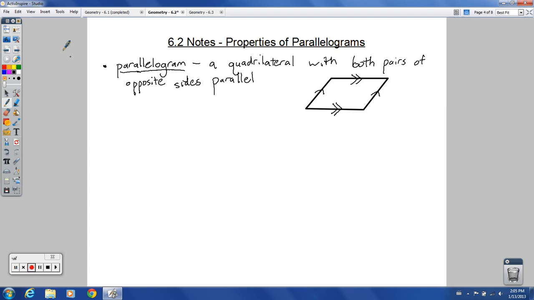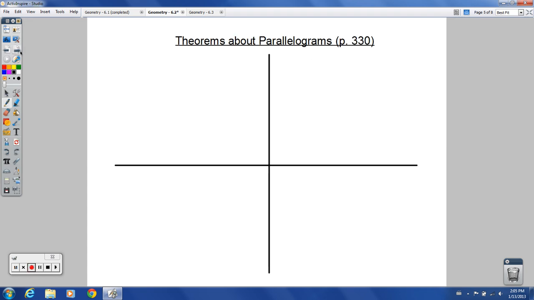Alright, so some theorems about parallelograms. There's 4 different ones that we learn in this lesson. So let's get those down here a second. Theorem 6.2, these really don't have special names, but they're pretty easy to write out what the theorem is. So theorem 6.2, 6.3, and we'll do 6.4 and 6.5 down here.